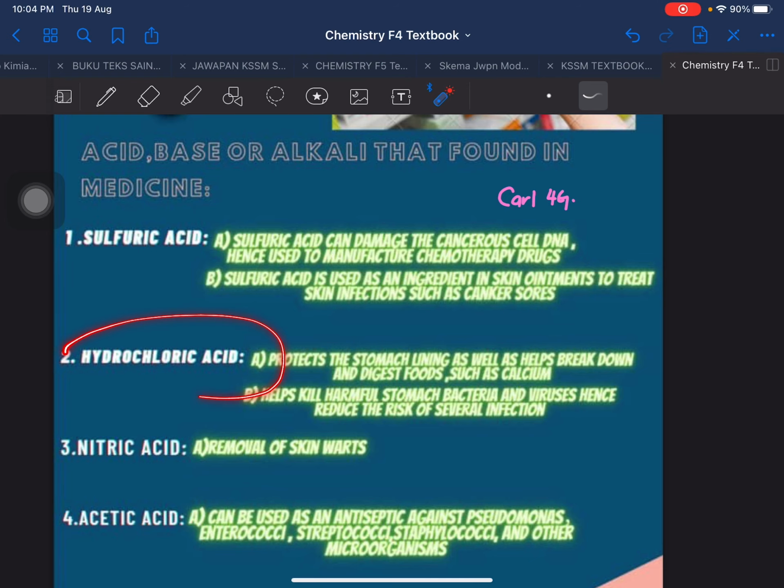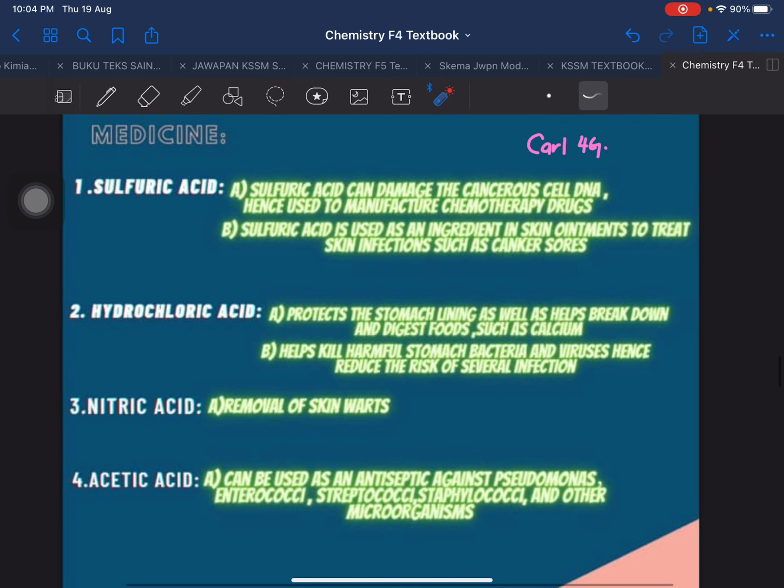Yang kedua, hydrochloric acid. Carl shared that hydrochloric acid is used to protect the stomach lining as well as help to break down and digest food such as calcium. Hydrochloric acid digunakan untuk mencernakan makanan seperti kalsium. Carl also shared that hydrochloric acid helps to kill harmful stomach bacteria and viruses, and hence reduce the risk of several infections. That's the second type of acid that is used in the medicine field.